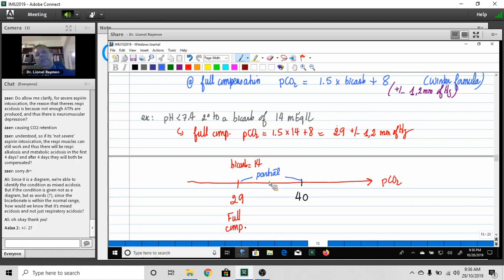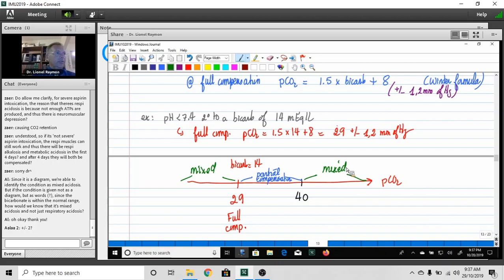What if your PCO2 was below 29? What if PCO2 was 20? Then that's beyond full compensation. It must be a mixed disorder. If it didn't move from 40 or it's higher than 40, it has to be a mixed disorder. Only between 40 and 29, I'm looking at the compensation and eventually the fully compensated state.